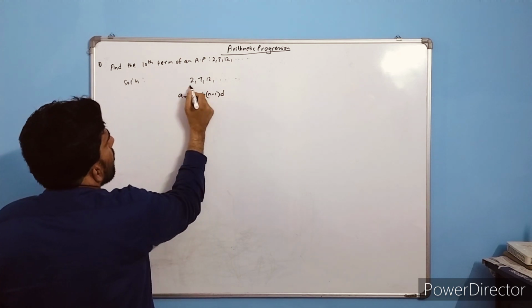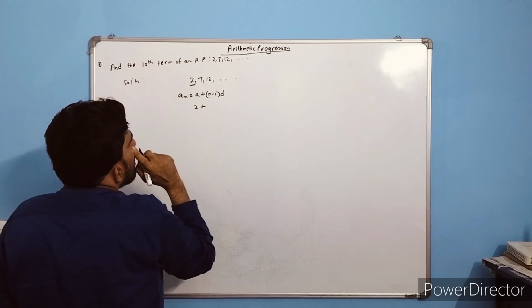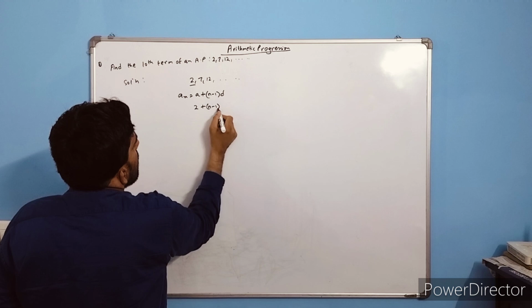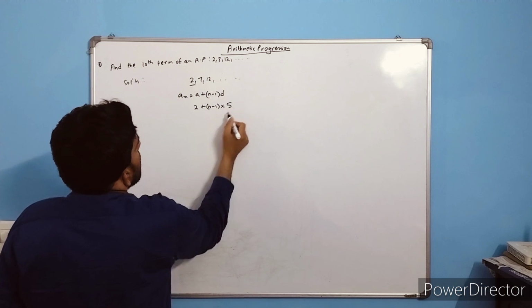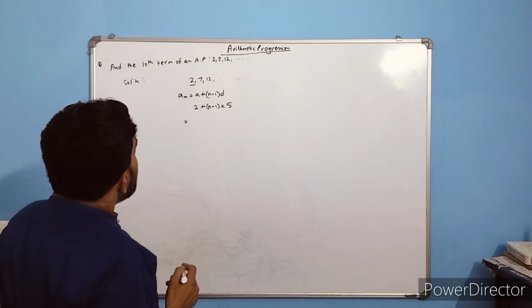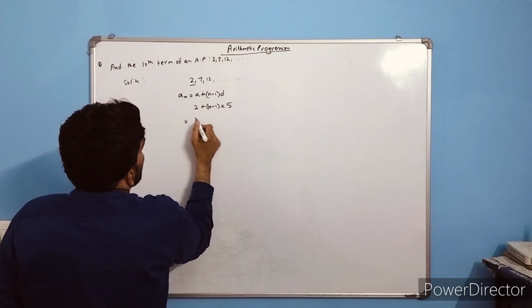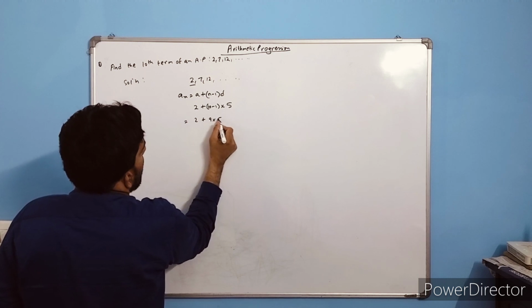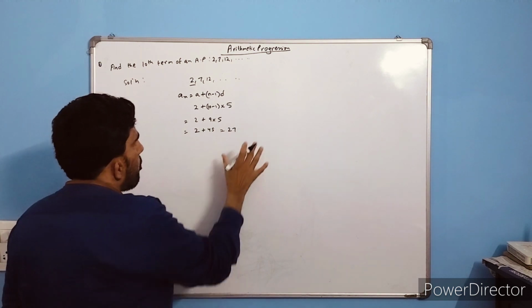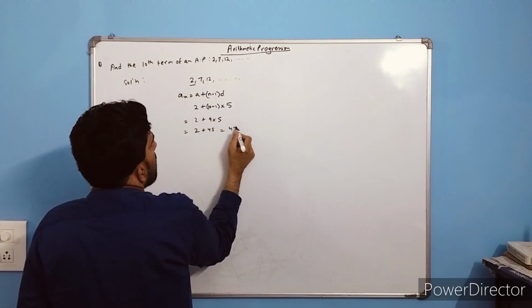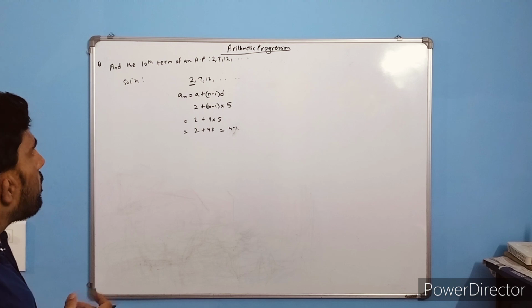Here a is 2, n is not given, so we'll write n minus 1 into d. d is 7 minus 2, that is 5. We need to find the 10th term, so n is 10. So 2 plus 10 minus 1, 9 into 5. So 2 plus 45, we got 47. So that is how we can easily find the nth term which is asked.